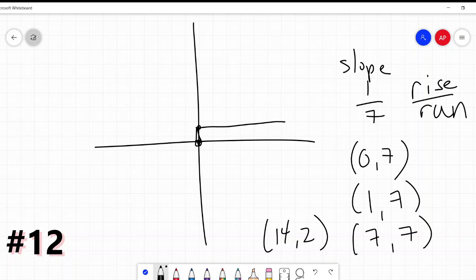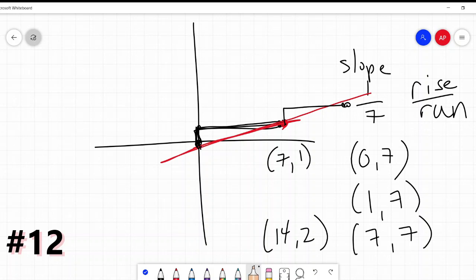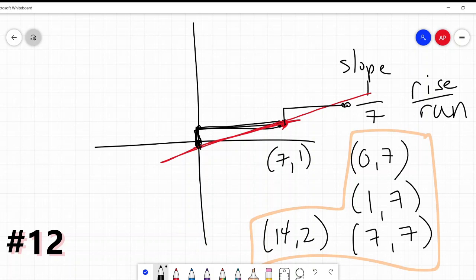So it goes up and then over, and this is actually the point on the line. This is our line right there. And then it's going to do the same thing again. Going to go up 1 and over 7. All right, so if it's gone up 1 and over 7, this point right here is going to be the x-coordinate is 7 and the y-coordinate is 1. We do not have that as an option amongst our answers. So let's look at our next one.